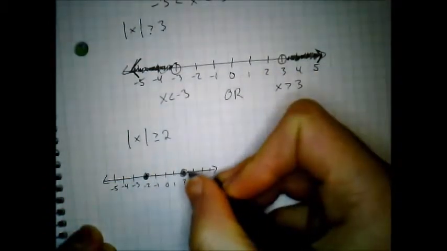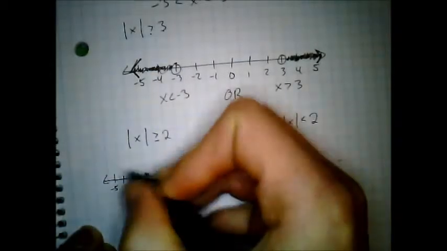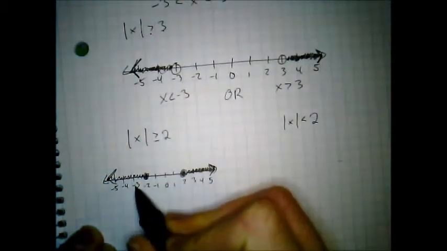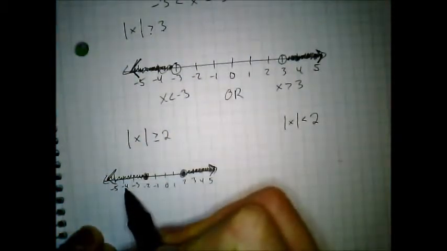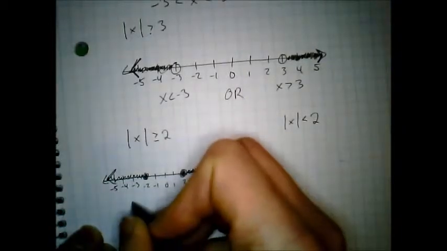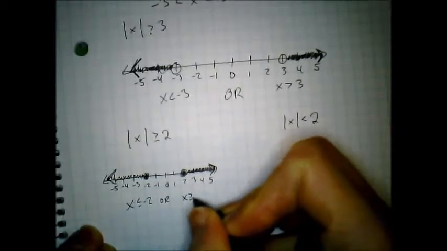So we want it greater than 2, so we're going off to the outsides. Because the absolute value of -3 is greater than 2. The absolute value of -4 is greater than 2. The absolute value of 3 is greater than 2. The absolute value of 4 is greater than 2. So our inequalities are x is less than or equal to -2, or x is greater than or equal to +2.